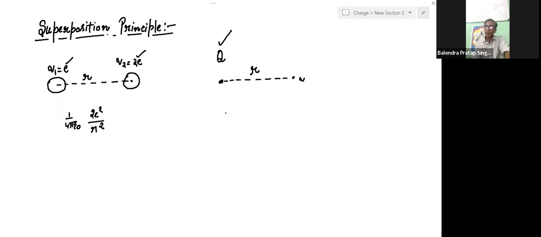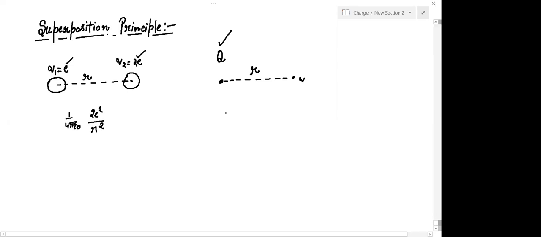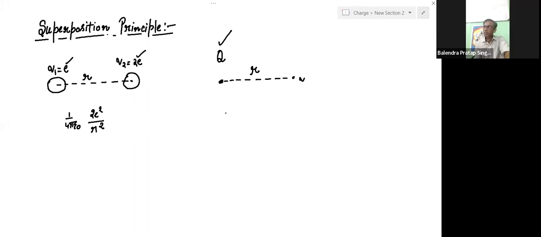Take a look at your notes. In my previous lecture, I derived this. What will be the electric field due to a point charge? Hello, Maziha, are you listening?